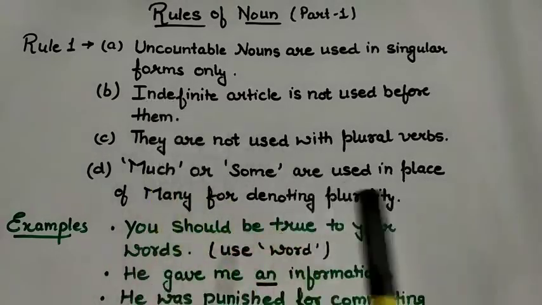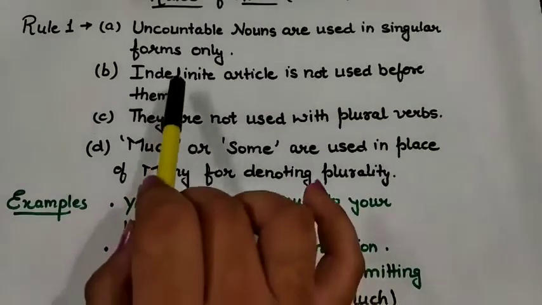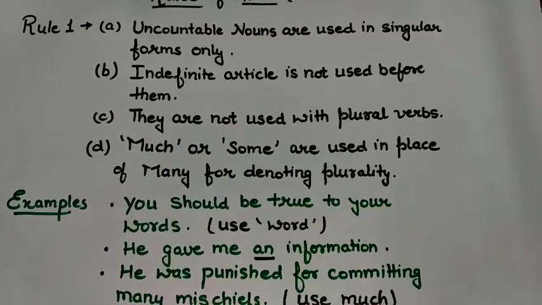Second one is indefinite article is not used before them. Means indefinite articles are not used before uncountable nouns. Like if I say, he gave me an information, actually, the sentence is wrong. An is an indefinite article, so we cannot use them before uncountable nouns. So, to correct the sentence, I must use: he gave me a piece of information.